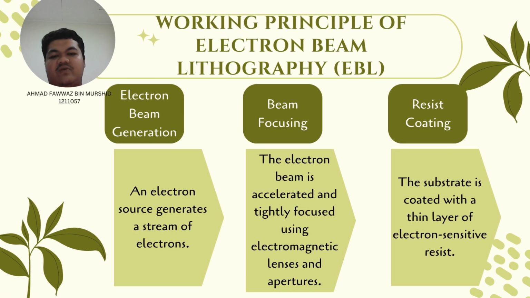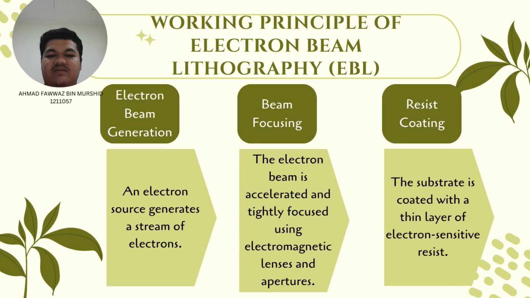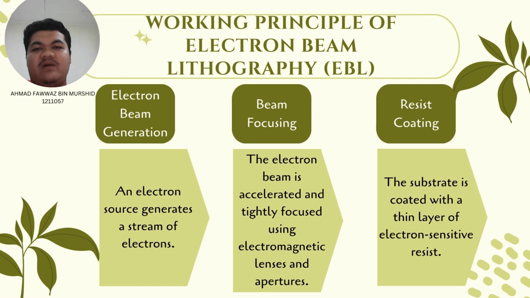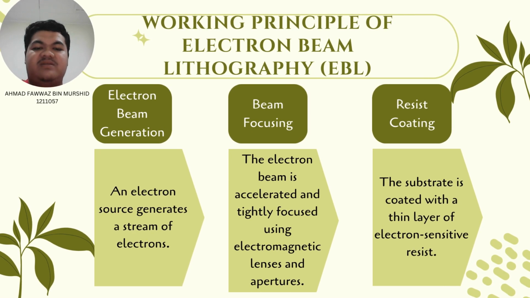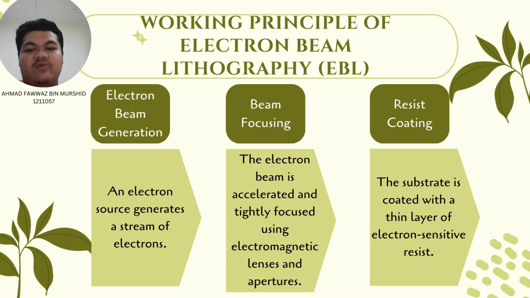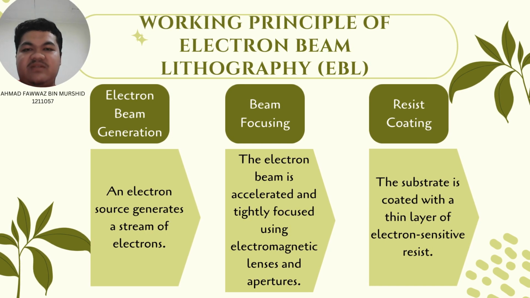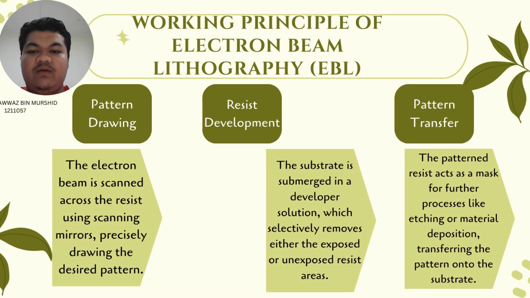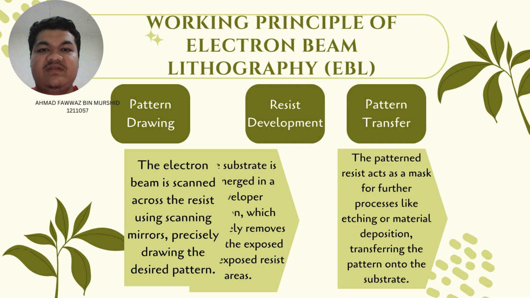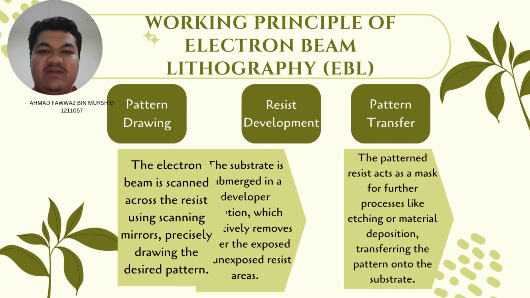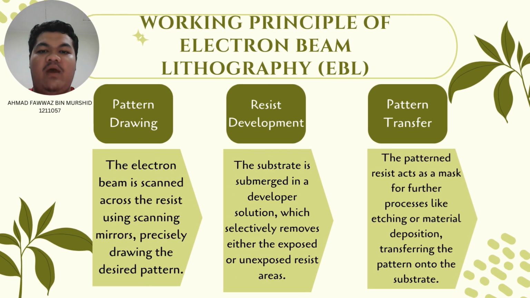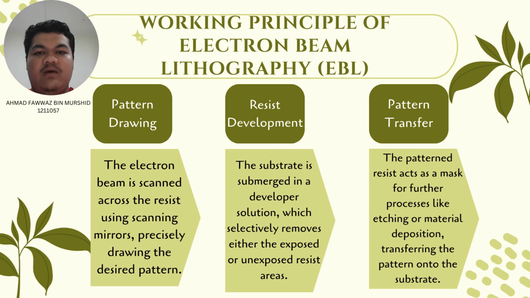The substrate is coated with a thin layer of electron-sensitive resist to enable high-resolution patterning, selective processing, and precise control over the exposure and the development stages. Next is pattern drawing. The electron beam is scanned across the resist using a scanning mirror to precisely draw the desired pattern. And after that is resist development. The substrate is immersed into a developer solution which selectively removes either the exposed or unexposed resist.